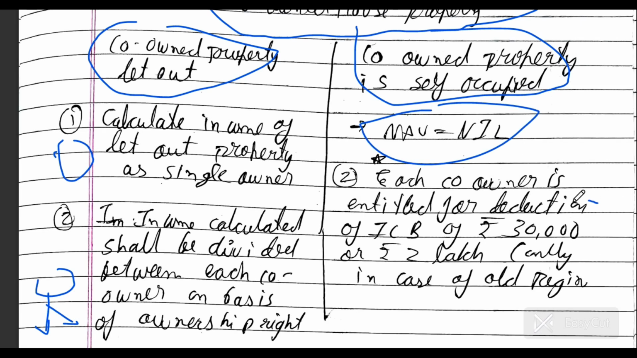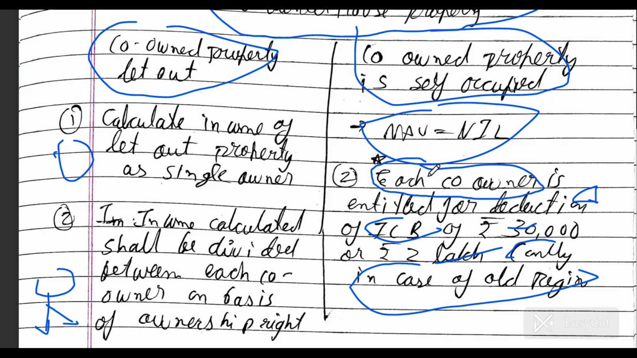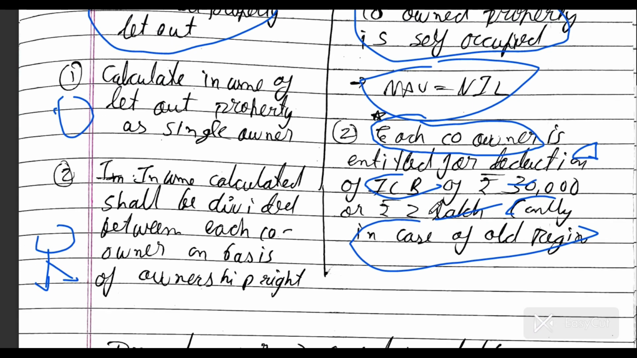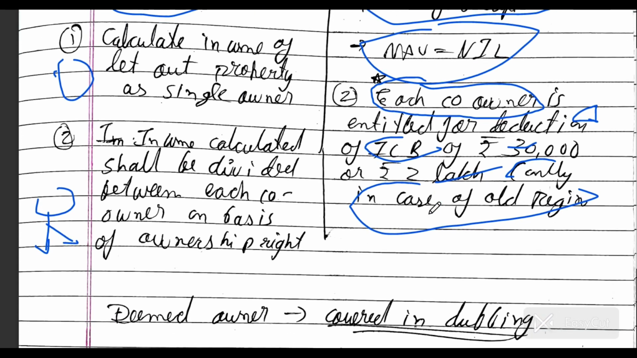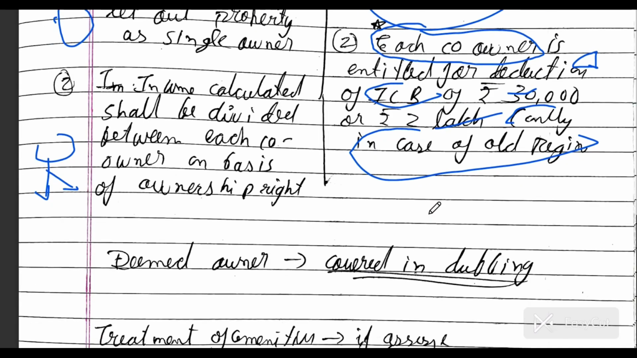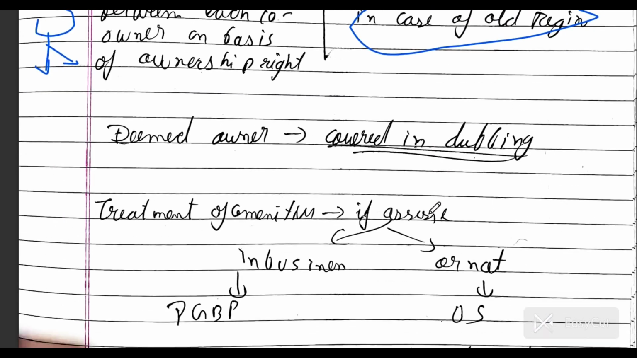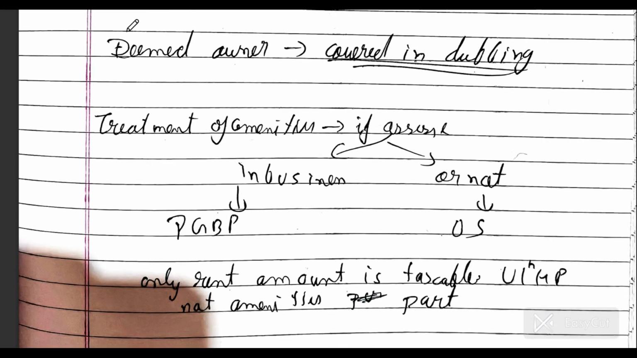And this is the most important: interest on capital borrowed of 30,000 and 2 lakh is allowed in the case of the new regime to each owner. Most important, mark it: for each owner, not a total calculation of 30,000 or 2 lakh. If there are two assessees, then you can claim 60,000 on self-occupied property, and for construction you can claim up to 4 lakh. Then there is some deemed ownership concept which we will cover in clubbing.